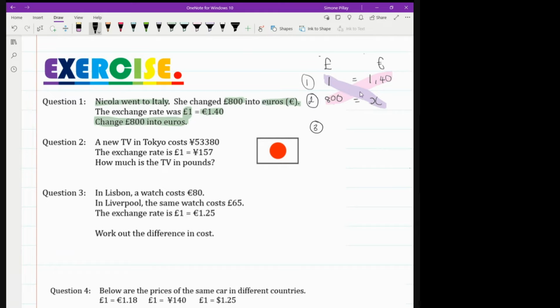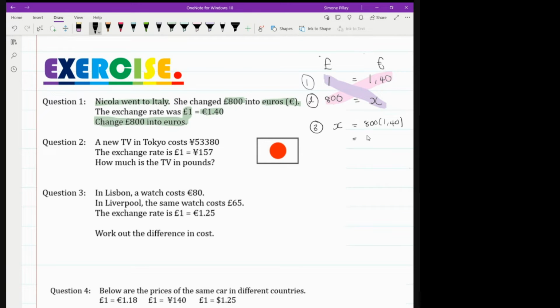So x times 1 over here is going to be x. By the way, it doesn't matter which side you put your answers on, as long as you do the multiplication correctly. And then on this side, we have 800 times 1,4. And let's do the math over here. 800 times 1,4 is going to be what?